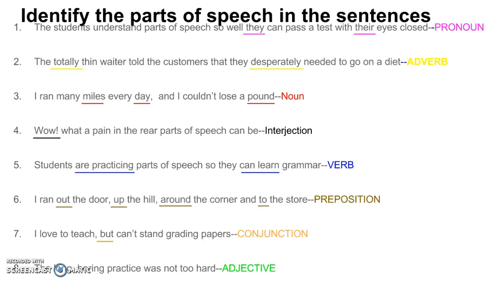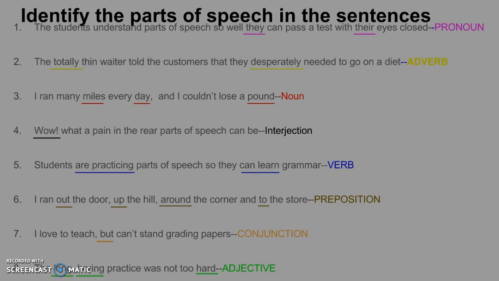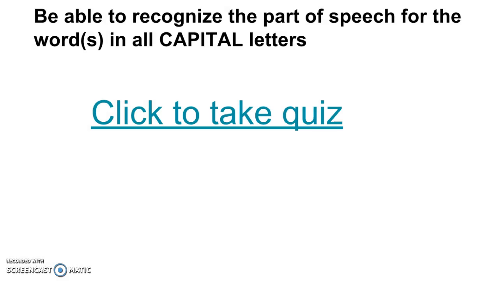And finally, the adjectives in sentence 8. So we have to remember that adjectives, although they do modify nouns, they don't always have to come before the noun. The adjective hard is describing this practice. Therefore, hard is modifying the noun practice. Nice job. Now let's take a flashcard quiz to see if we can recognize the parts of speech.